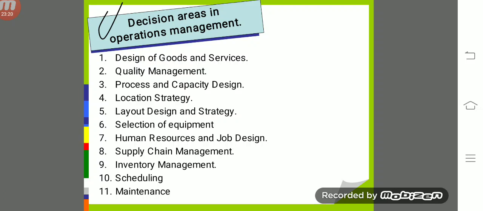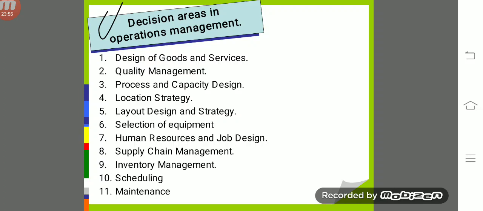Decision areas in operation management: which types of work are performed by the operation manager in the organization. It is ultimately the role. So where can production and operation management take decisions? The first point is the design of goods and services.